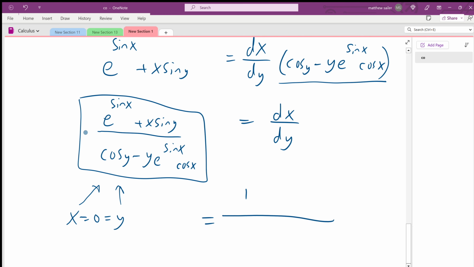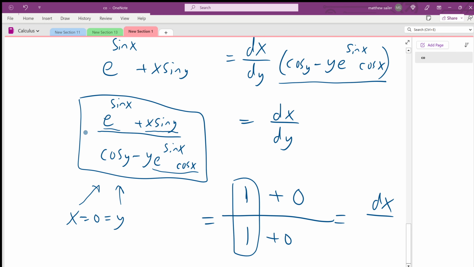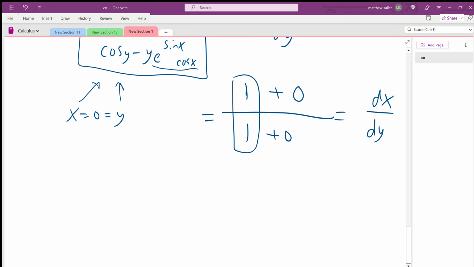So on the top we have 1, this piece. x times sine of y is just 0, because x is 0. On the bottom we have cosine of 0, which is 1, minus y times all this stuff. And y is 0, so we know that's going to be 0. So we really get 1 here equals dx/dy. And that's really your equation.